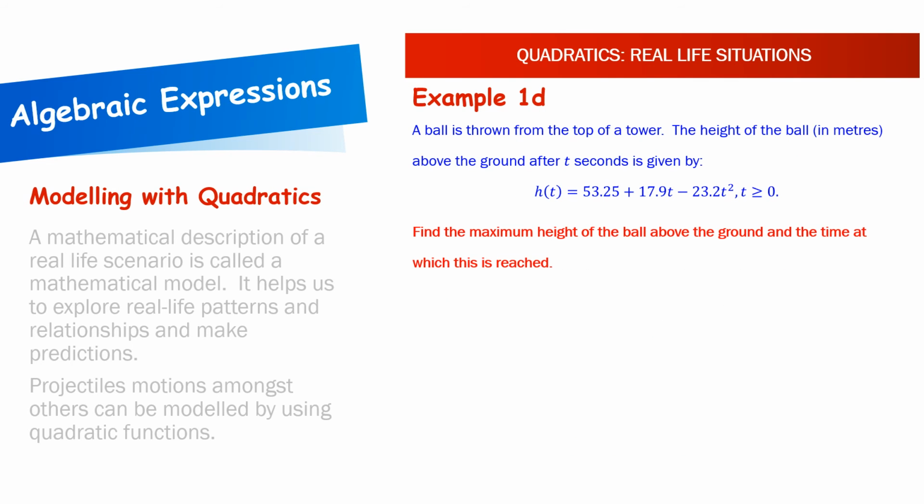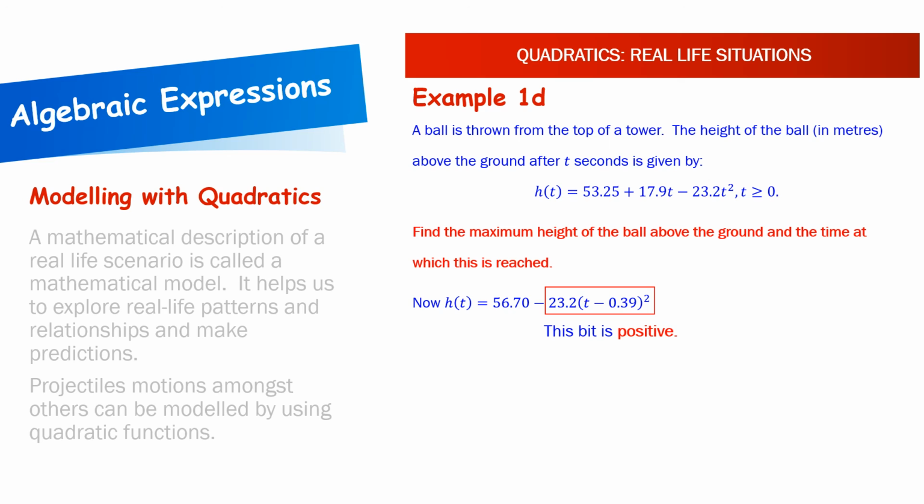And now for example 1D, we're required to find the maximum height of the ball above the ground and the time at which this is reached. Now from part C, we have that h of t is equal to 56.70 minus 23.2 times t minus 0.39 all squared. Notice that the part of the equation in the red rectangle is positive. We have 23.2 times a real number squared.